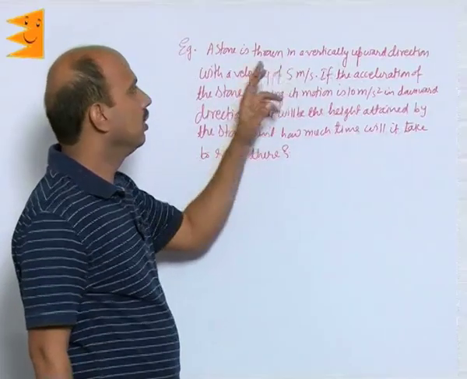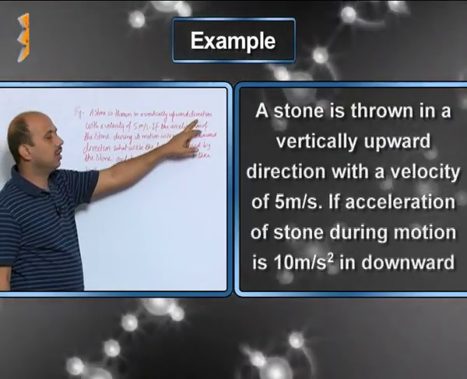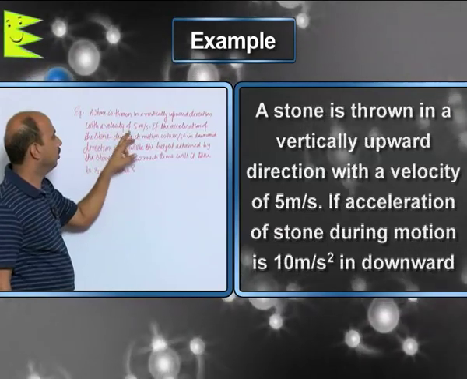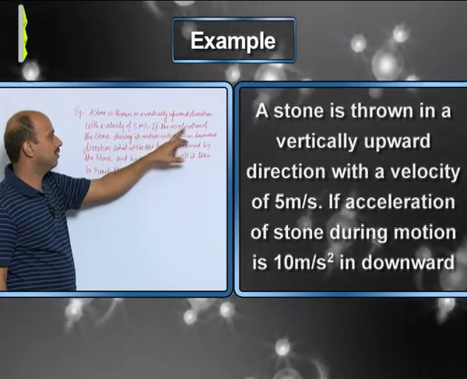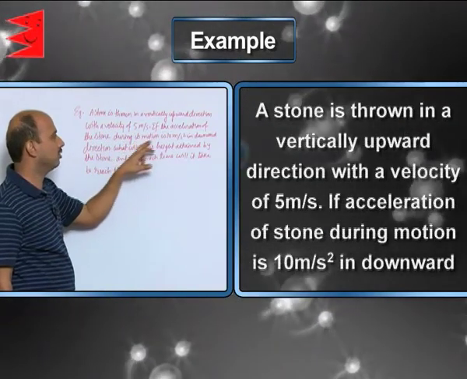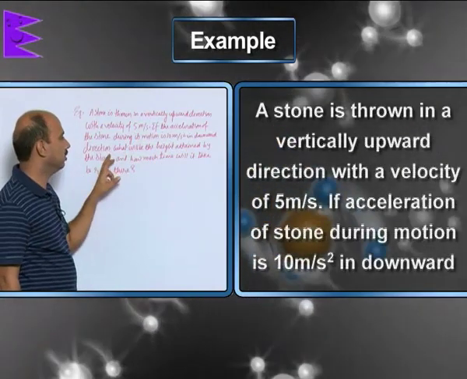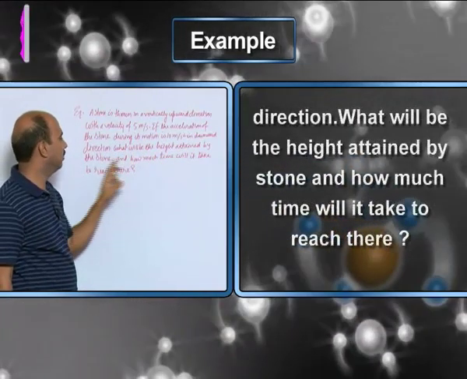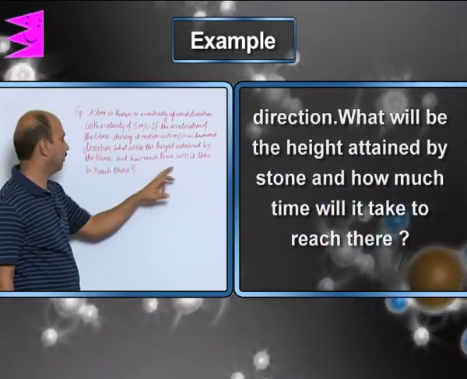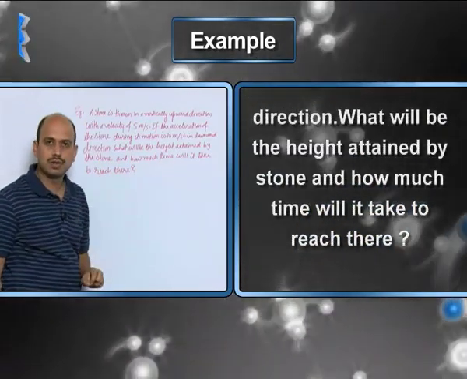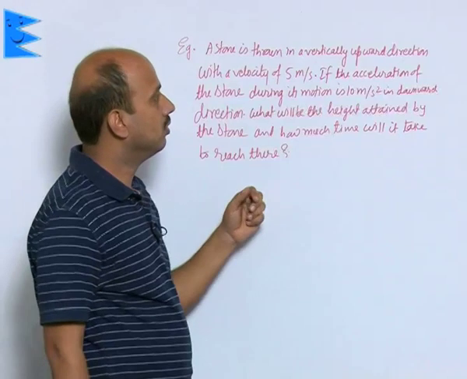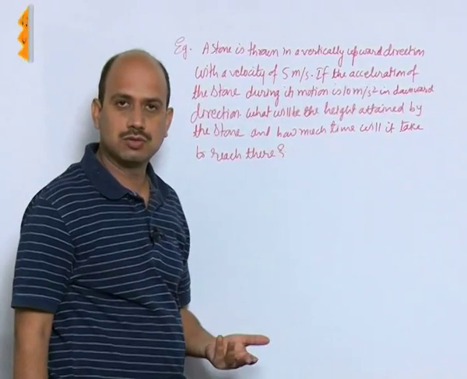See this example. A stone is thrown in a vertical upward direction with a velocity of 5 meter per second. If the acceleration of the stone during its motion is 10 meter per second square in downward direction, what will be the height attained by the stone and how much time will it take to reach there? Now see, this question is different than the previous questions.